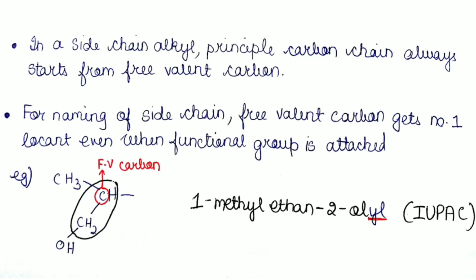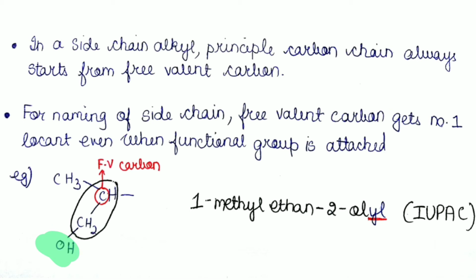And then for naming of the side chain, the free valent carbon gets number 1 locant even when there is a functional group attached. Take this side chain for example. We can see there is an OH group attached to this carbon atom. So we might think, why not start our naming from here and give this number 1 position? But no, our free valent carbon atom is here. So we have to start our naming from the free valent carbon atom and not from this carbon atom that consists of the functional group. That is how the rule is.